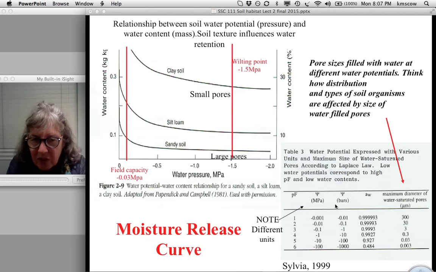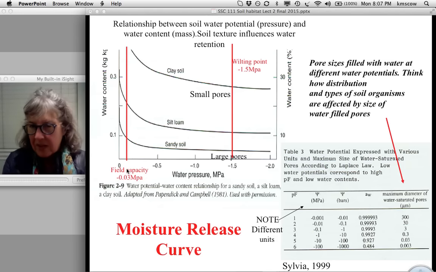But by the way, here's the conversion of bars to megapascals, and you can see that they only differ by one order of magnitude. That means minus 15 bars, the wilting point, is minus 1.5 megapascals. Okay, and by the way, there's our old friend field capacity at about minus 0.1 bar, or 0.3 bar. In here it's minus 0.03 megapascal. Okay, so you've got your bearings, hopefully.